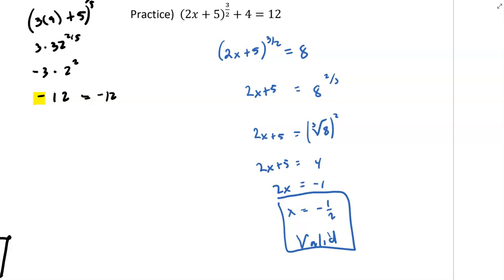The cube root of 8 is 2. 2 squared is 4. So you have 2x plus 5 equals 4. We'll subtract 5 from both sides, giving you 2x equals -1. Divide by 2, you get x equals -1/2. When we plug this into our original expression, we get a valid solution.